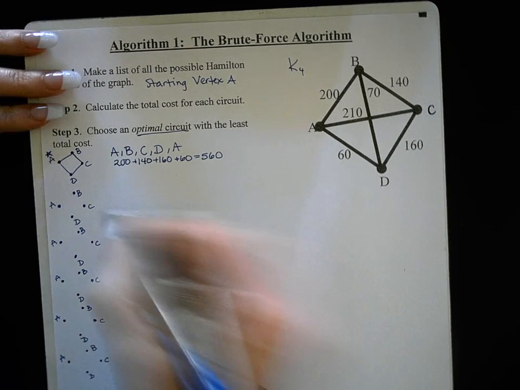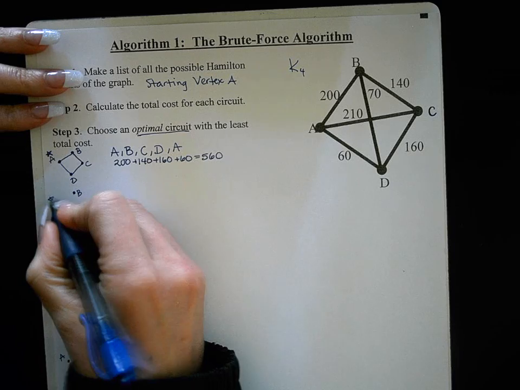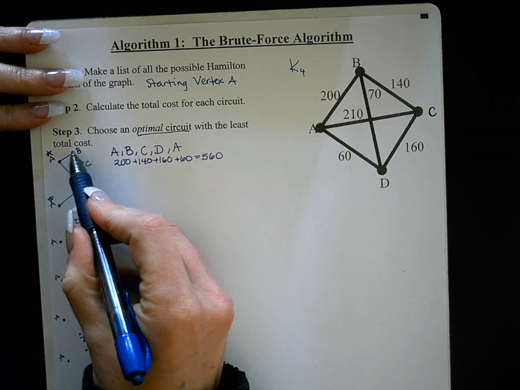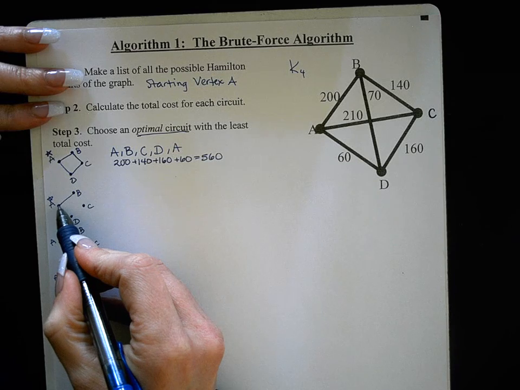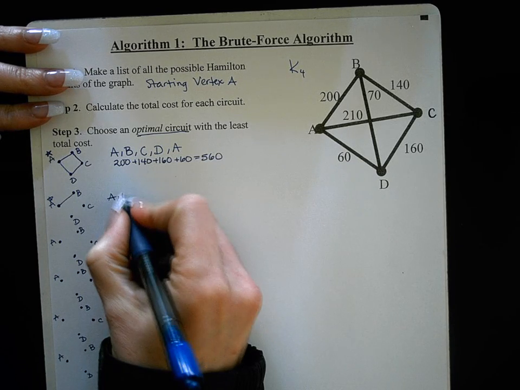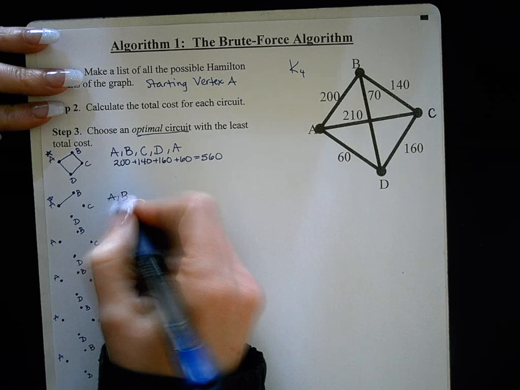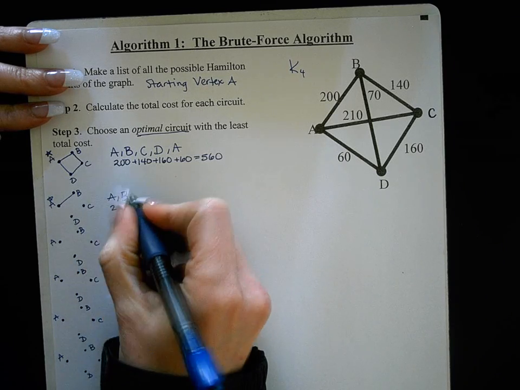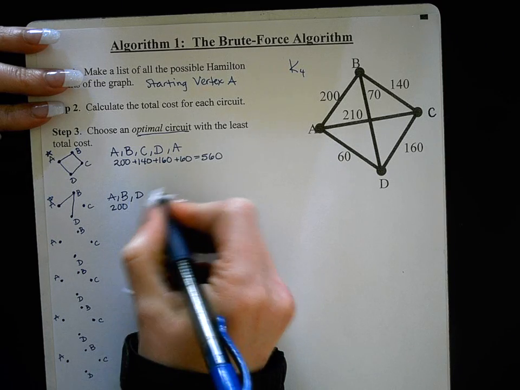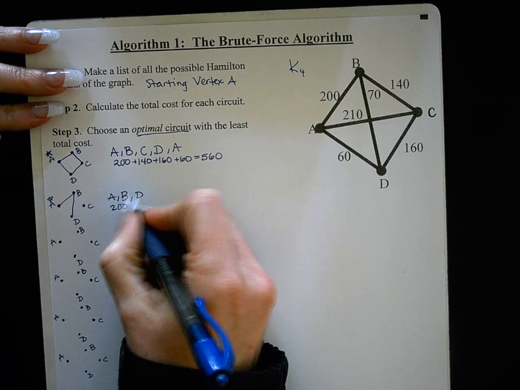So we want to stay with starting at A again, going to B. Because in the first one we went A, B, C. Now in this example, let's go A, B, D. So A to B is 200. And then this time we're going to go to D. From B to D is 70.